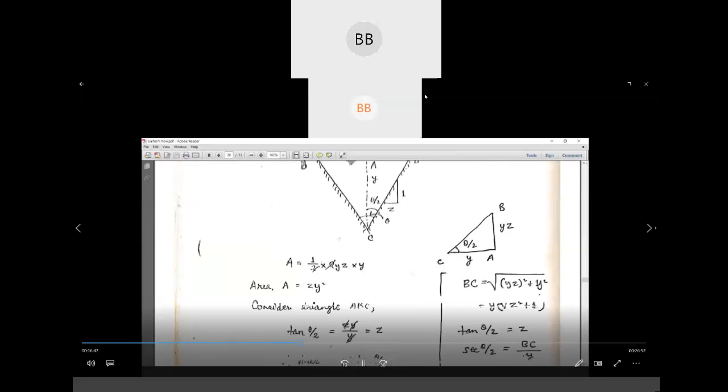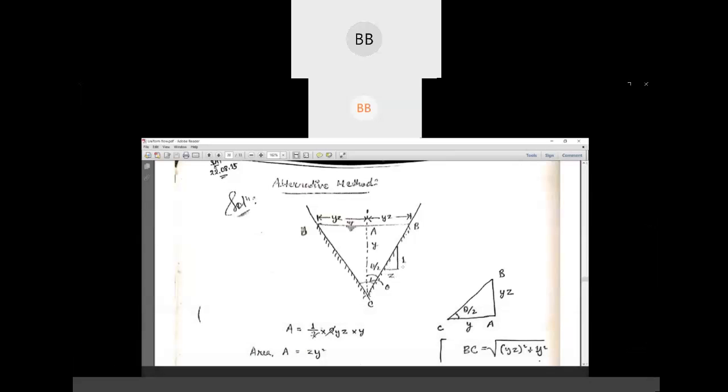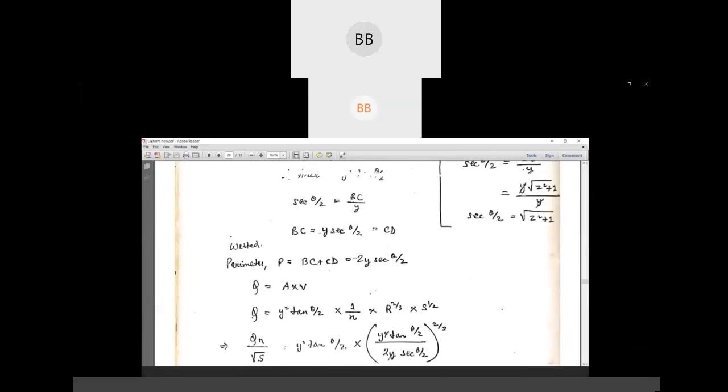Okay, so definitely this side and this side will be the same, as our side slope is the same. That is why we have taken twice. We know BC is nothing but y sec theta by 2, and BC and CD will be the same in this case because the side slope is the same and all the parameters are the same. Whatever we get for BC, we will get for CD also. So that is why we have multiplied by 2. Twice y sec theta by 2.